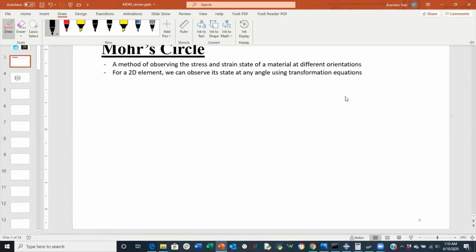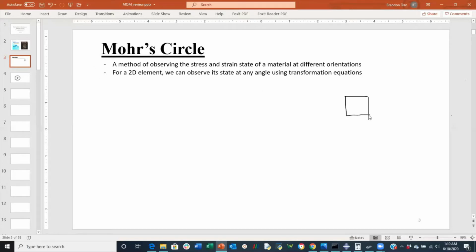So let's start off with a simple element that is undergoing stress states on all faces: normal stresses, which we'll call sigma x and sigma y, and it also undergoes positive shear stress, tau xy. If we're interested in rotating the element and seeing how the stress state behaves, for example if I decide to rotate this element as such, what are the resultant sigma x prime, sigma y prime, and tau xy prime, and so on?